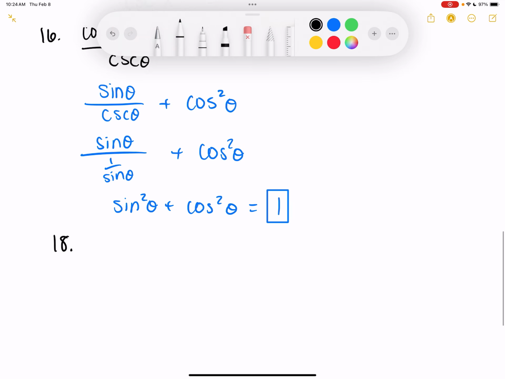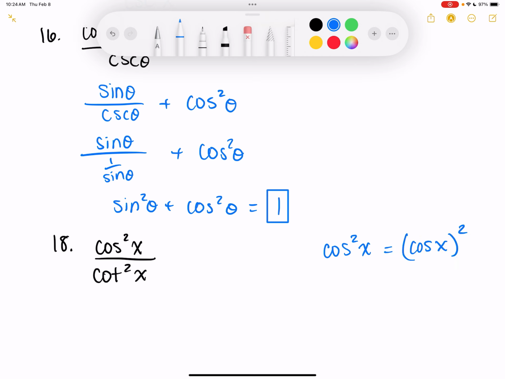18. Cosine squared of x over cotangent squared of x. Now, this isn't relevant for this particular problem, but I just want you to see something. Cosine squared of x is equivalent to cosine of x squared, because sometimes you're going to see it written one way and you're going to be like, well, I don't know what to do with that, but these mean the same thing. So that's more of just an FYI for the future, in case you aren't aware of it.